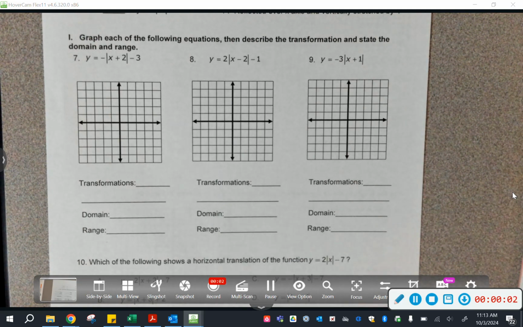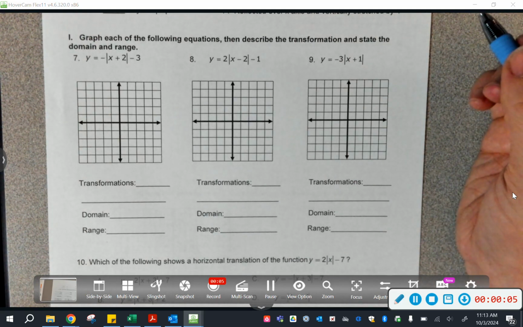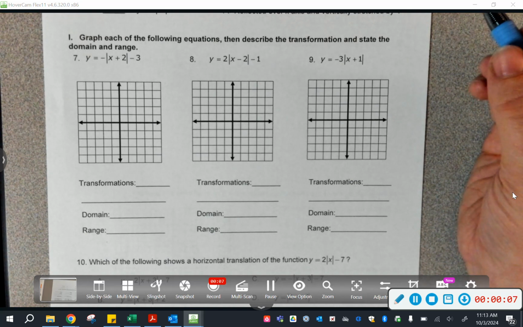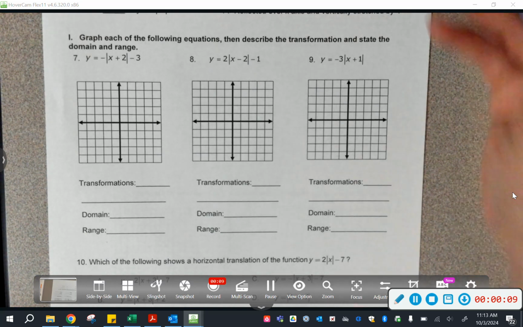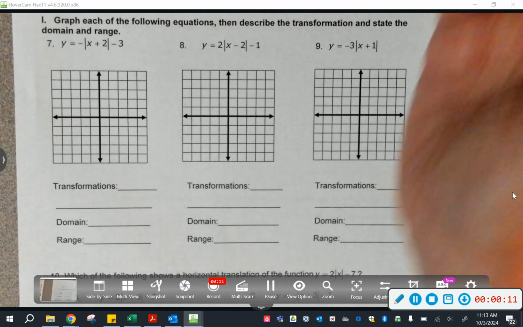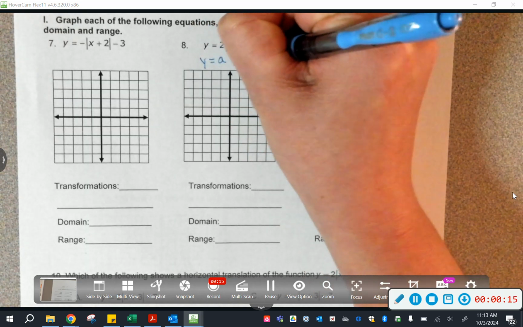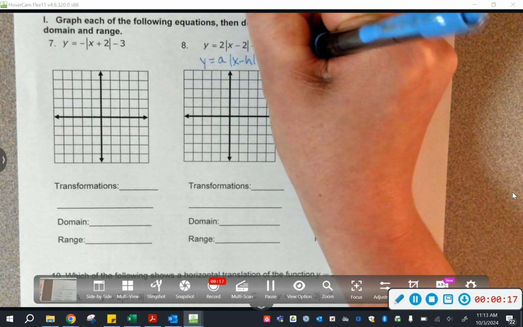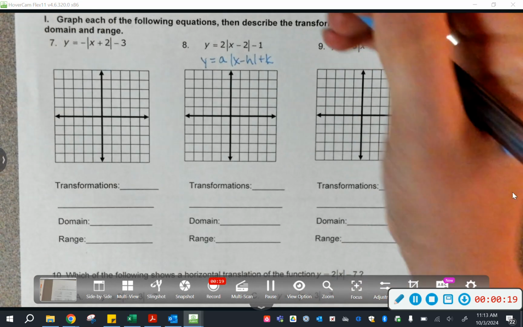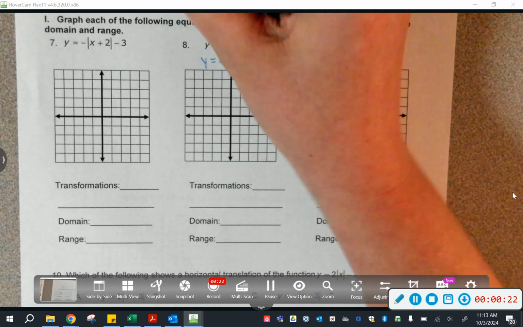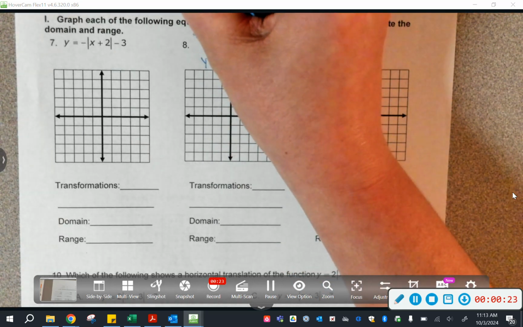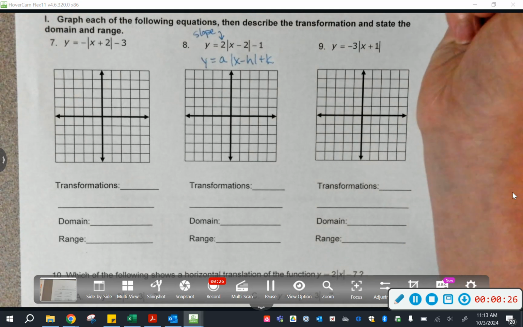Hello, let's graph number 8, y equals 2 times the absolute value of x minus 2, minus 1. We know that we're working with the form of the equation y equals a times the absolute value of x minus h plus k. Our slope is a. So we know that our slope here is 2.